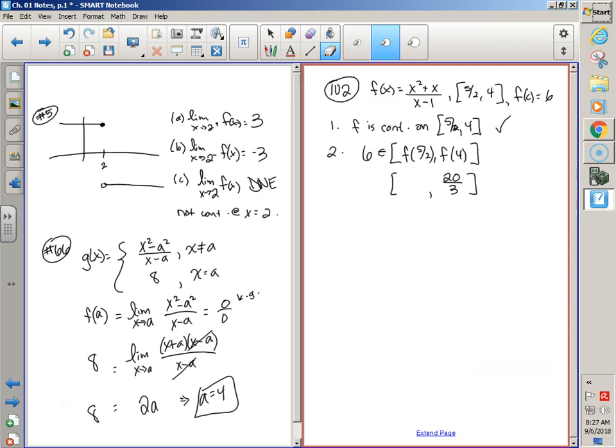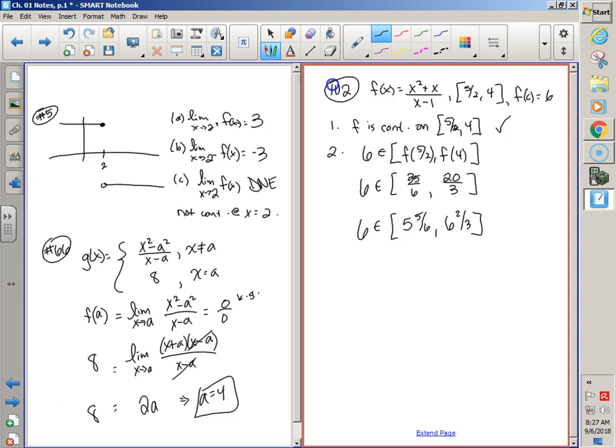And for those of you guys that are like, I don't know what these numbers are, well, you might just need to think about what they are as mixed numbers, because remember, we just have to figure out whether or not our k, or our f of c, is in between. Wouldn't that be something like 5 and 5/6, right? And wouldn't that be 6 and 2/3? Does it work? Whew! All right.